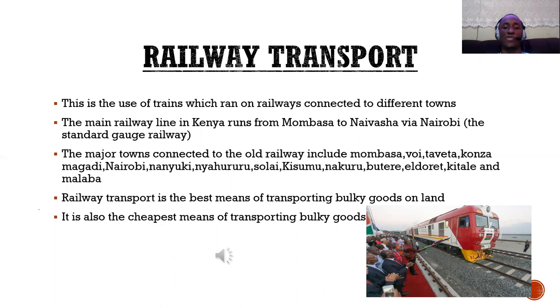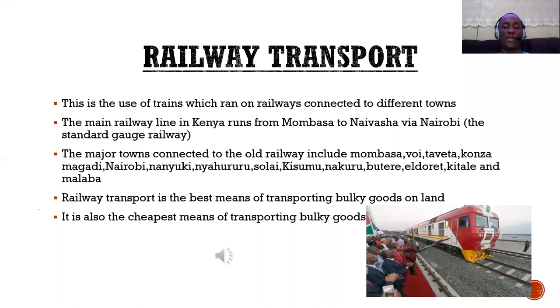And then we have got the standard gauge railway line. The standard gauge railway line is the one that we have today. And this one runs from Mombasa to Nairobi. And I've said that it is now being extended to Naivasha. The standard gauge railway line mostly deals with the imports and exports within East African countries, that is Kenya and her neighbors. The neighbors that are landlocked, like Rwanda, Burundi, and Uganda. These are countries that depend on this railway line so much.